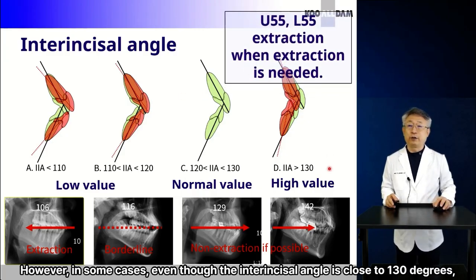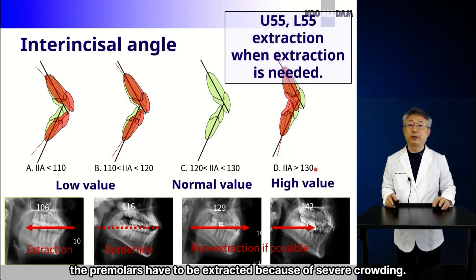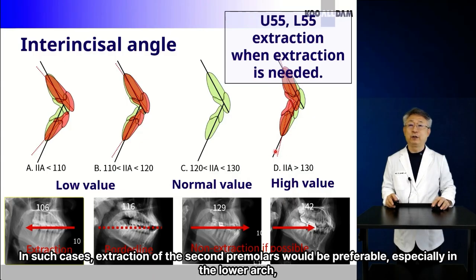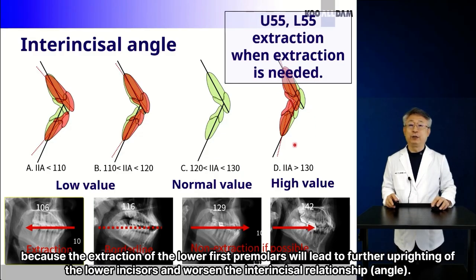However, in some cases, even though the interincisal angle is close to 130 degrees, the premolars have to be extracted because of severe crowding. In such cases, extraction of the second premolars would be preferable, especially in the lower arch, because the extraction of the lower first premolars will lead to further uprighting of the lower incisors and worsen the interincisal angle.